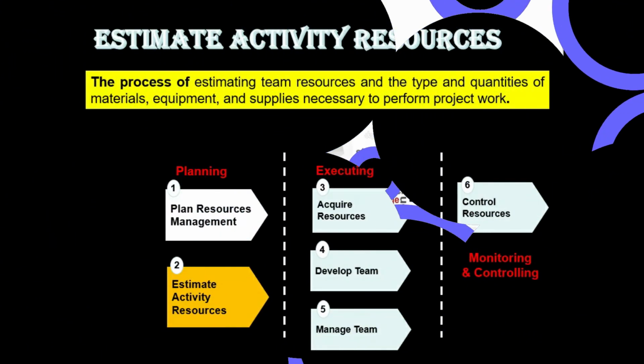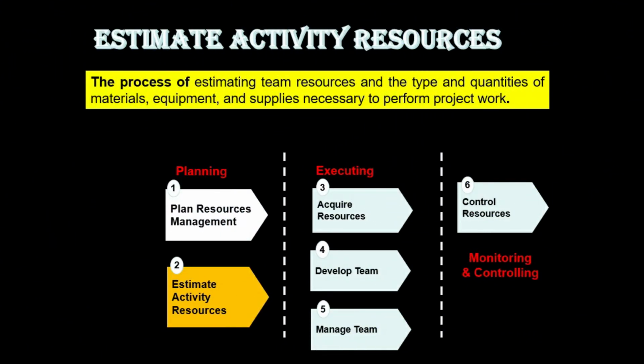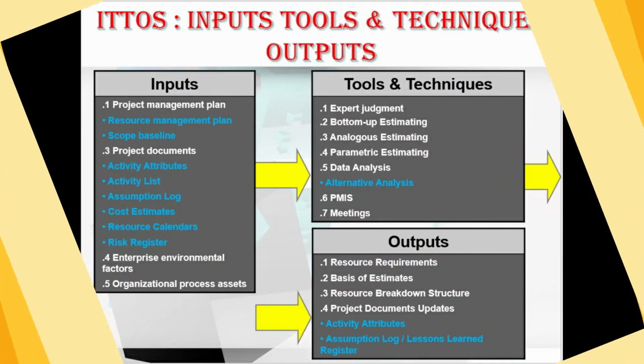Let's start. It is the second process in project resource management, and it is defined as the process of estimating the team resources and the type and quantity of materials, equipment and supplies necessary to perform the project work. The main key benefit of this process is that it identifies the type, quantity and characteristics of resources required to complete the project. Hope you understood its definition and the key benefit of this process. Let's go through an overview of the ITTOs.